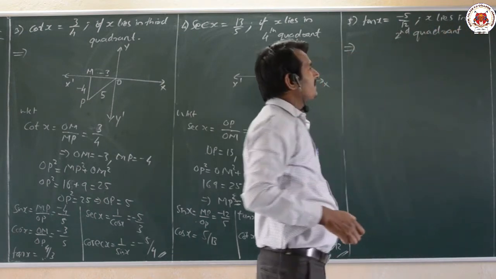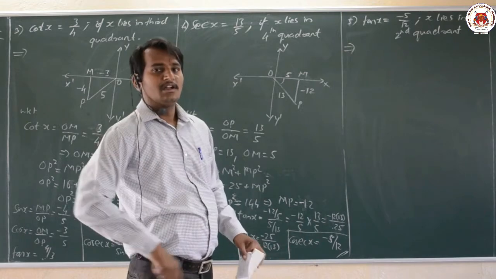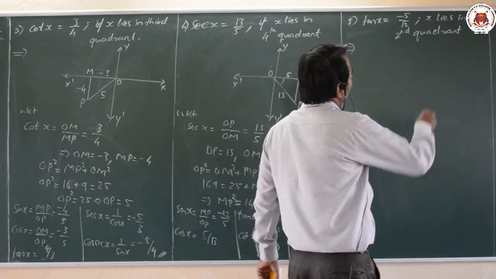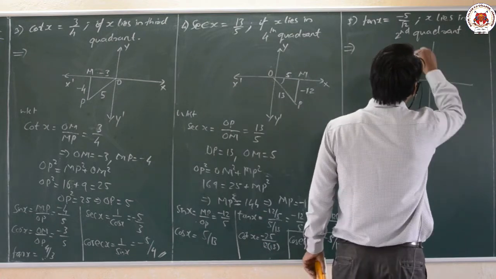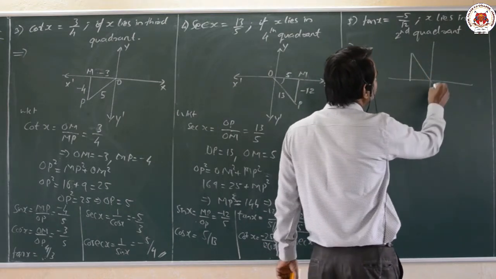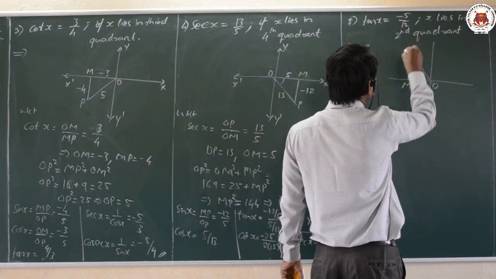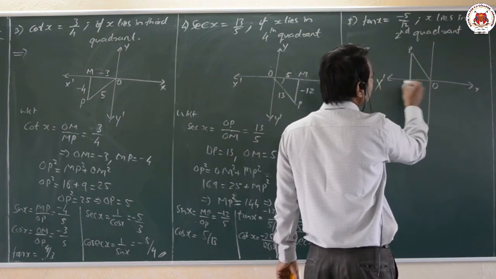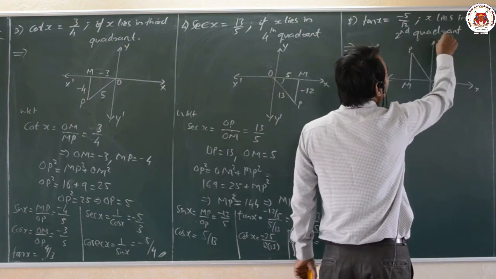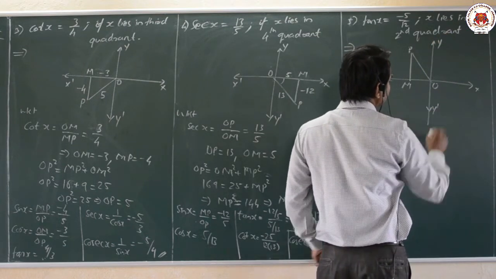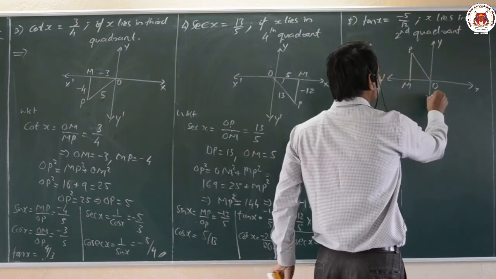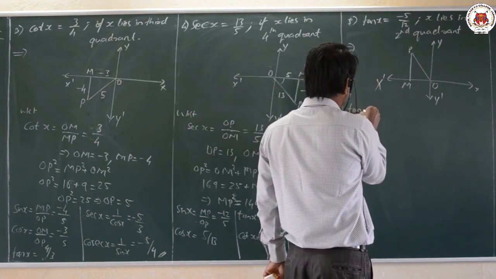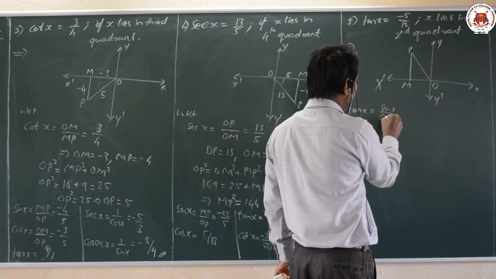Now the second quadrant lies here. Here we can observe, second quadrant, let us take it as O, M, P, that is x axis and x dash. O x dash is negative, O y is positive and O y dash is negative y axis. Now here we know that tan x means sin x by cos x.